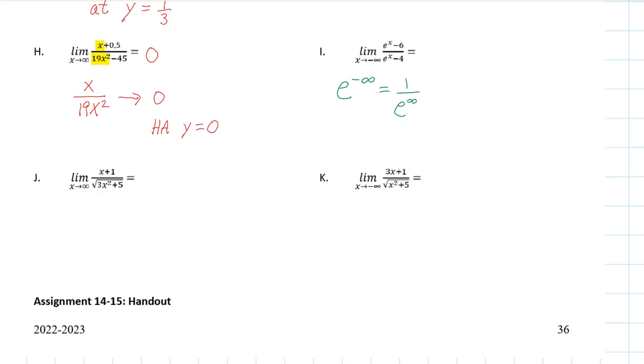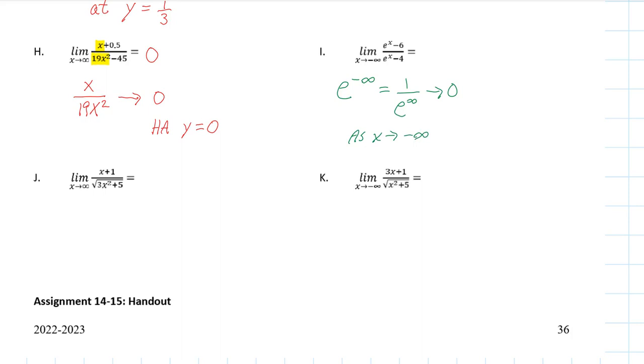So e to the first is 2.7 something. E to the second is, I don't know, 8 point something. This thing is just going to grow outrageously huge. E to the infinity is just going to get really, really big. But there's a 1 in the numerator, which isn't growing at all. So this fraction goes to 0. As x gets smaller, because we're going towards negative infinity, this part of the fraction will approach 0.